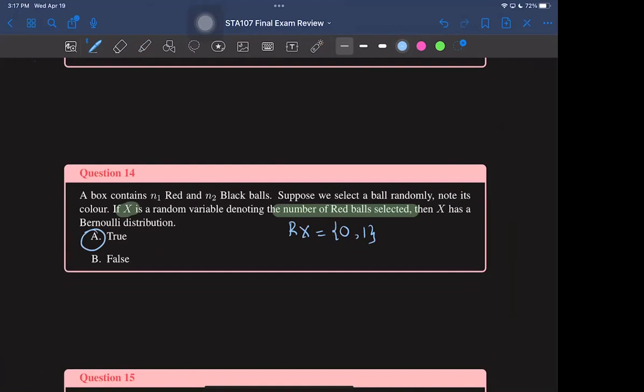And if you denote the probability that the number of red balls equals 1 as P, then the probability that you get 0 red balls will be 1 minus P. So it matches the description for Bernoulli distribution. Any question?